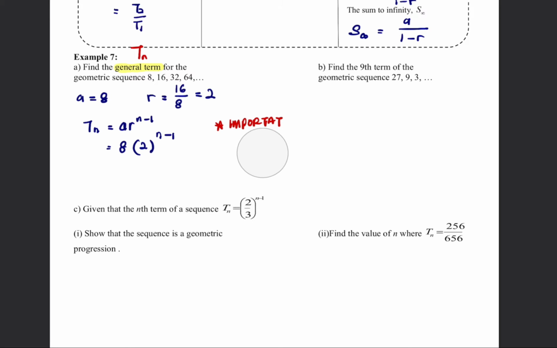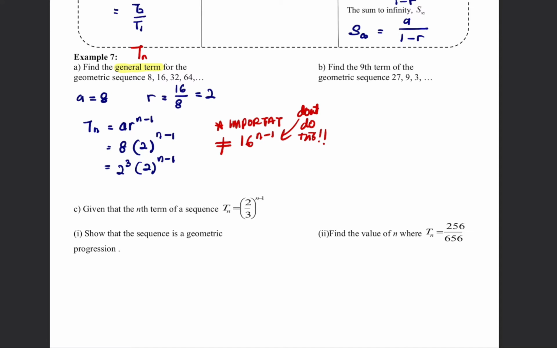8 times 2 to the power of n minus 1 is not equals to 16 to the power of n minus 1. Not equal. Don't do this. Please, please, please don't do this. Okay, as my students, I hope I'm not gonna see this type of working in your solution. Okay, 8 dengan 2 tak boleh didarabkan. Okay, so what can we do is we can simplify, which is 8 is 2 to the power of 3, 2 to the power of n minus 1.